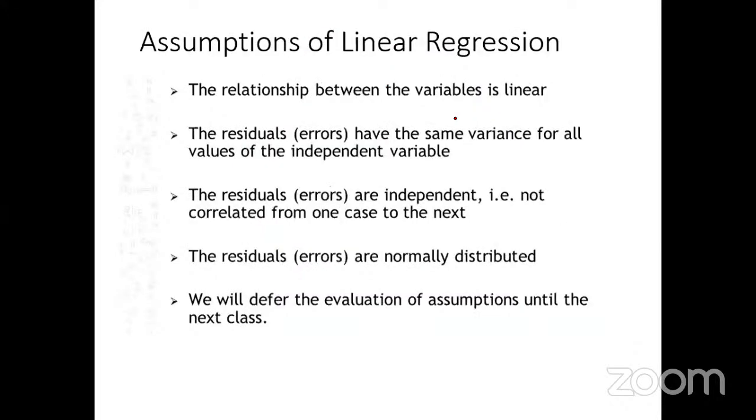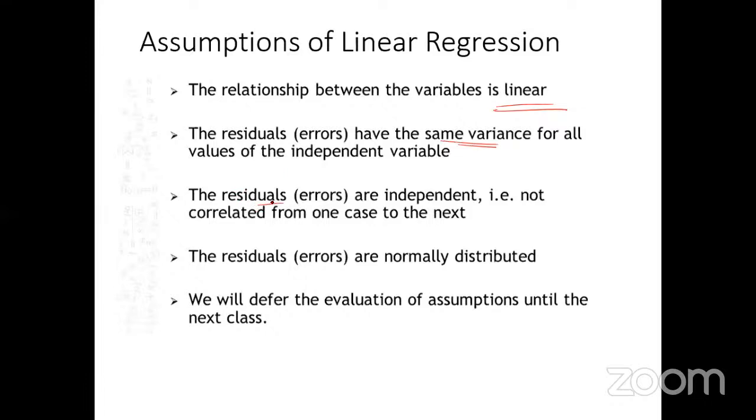While fitting the regression line, you must consider some assumptions of linear regression. The first assumption is that the relationship between your variables should be linear. Then, when you fit the regression line, the residuals we get should have the same variance. The same variance of the error is called homoscedasticity.